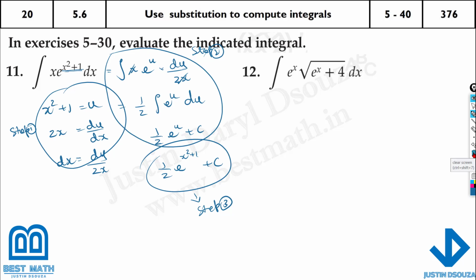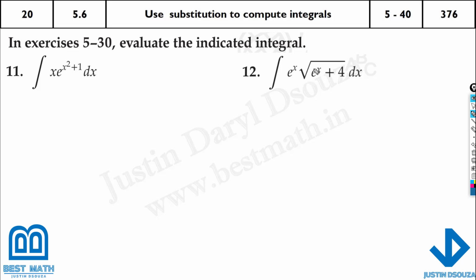What about the 12th one here? What do you assume to be u? Whatever is inside. u becomes e to the power x plus 4, and du by dx will be equal to just e to the power x, because e to the power x remains e to the power x, and the 4 resolves to 0.